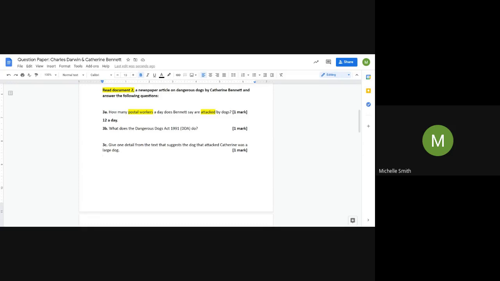What does the Dangerous Dogs Act 1991 DDA do? Okay, and again, the Dangerous Dogs Act of 1991, that's probably going to be your keyword, isn't it? You go back to your text, and I would scan. I mean, straight away I can see DDA there. I'm not sure if that's where the answer is. If we come back up here, I can see the Dangerous Dogs Act as well. So it's in two different places. So read both of those bits very carefully to find your answer for question 3B. But that is how you answer question 3.